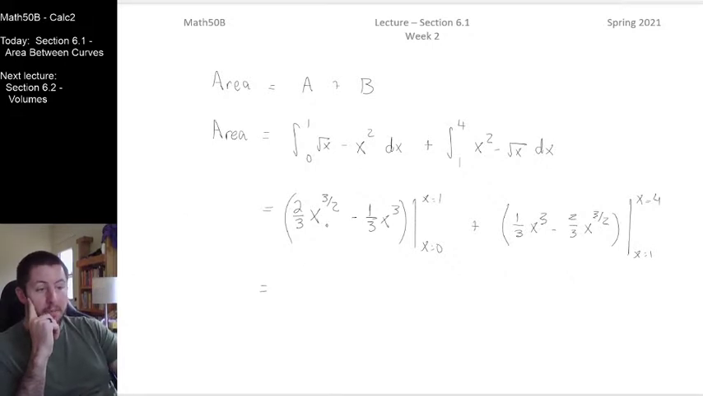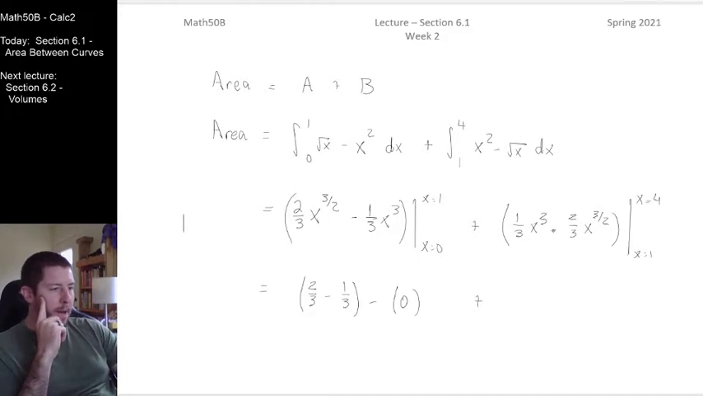This is the easy part. And in fact, this is the extra easy part right here. Plugging in 0 makes everything go to 0. Plugging in 1 means just keep your coefficients. So this is just going to be 2/3 minus 1/3 minus 0. That's our first chunk.